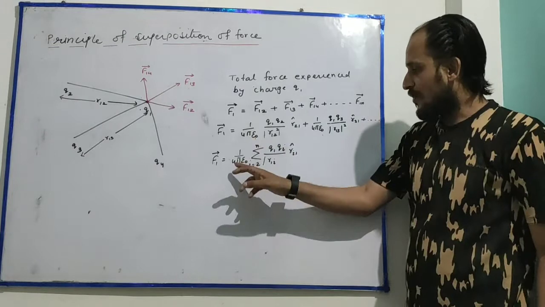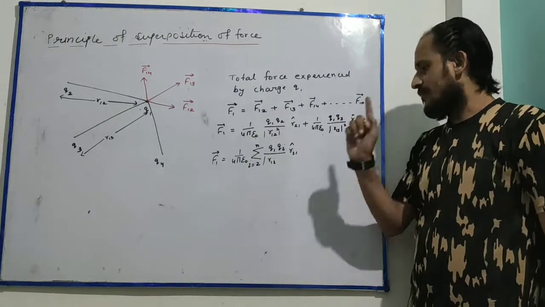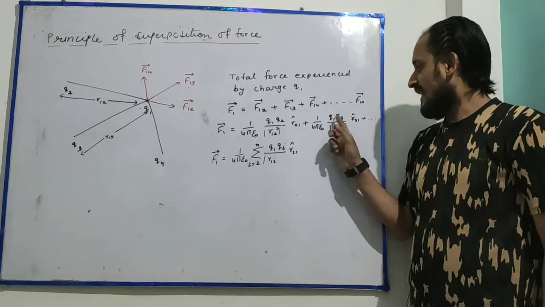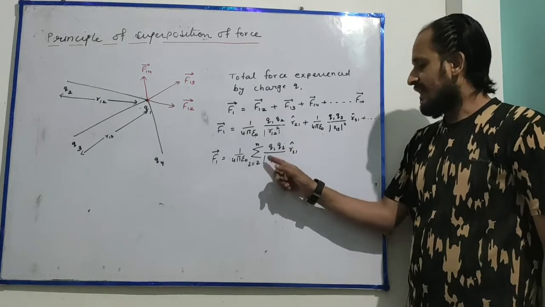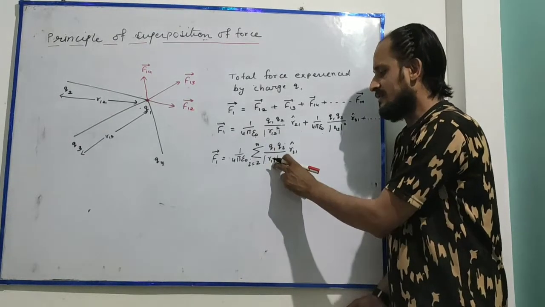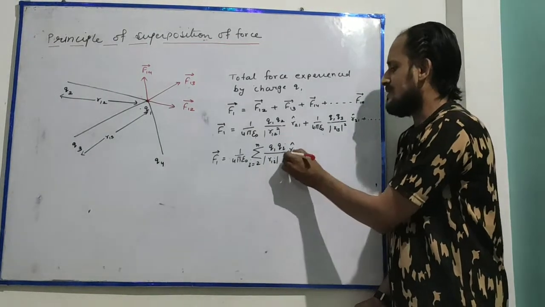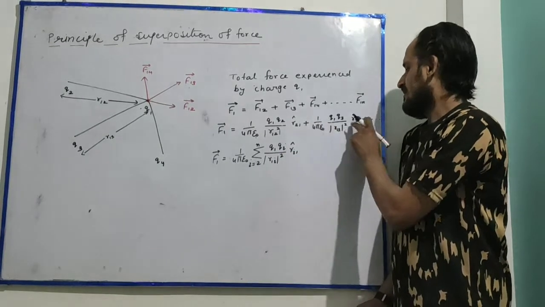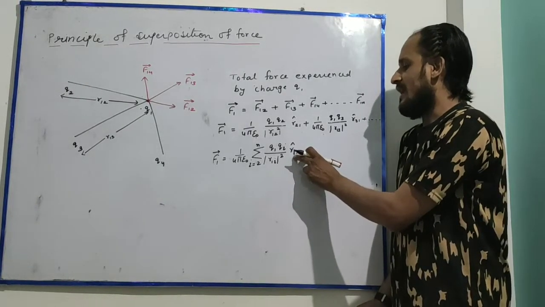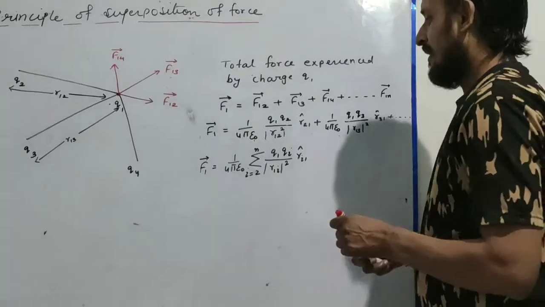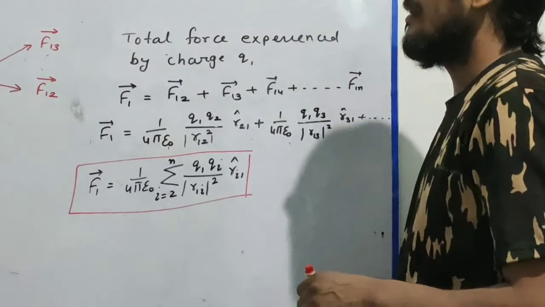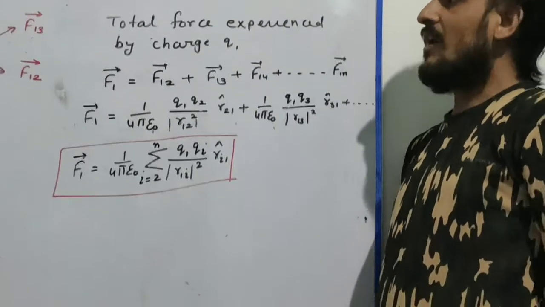One more time, you can see 1 upon 4 pi epsilon naught and Q1 are coming in every term, so you can write Q1. Here it starts from 2: Q2, then Q3. You can write Qi, where i starts from 2 to n, and then R1i square, with i as 2, 3, 4 different, and 1 common, so you can write Ri1 cap. This is the summation form of the principle of superposition of force.